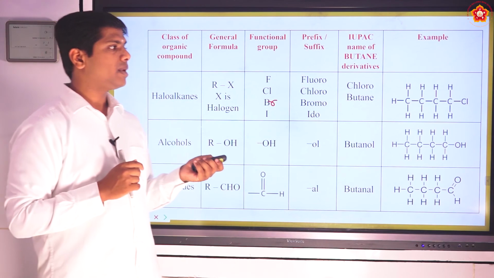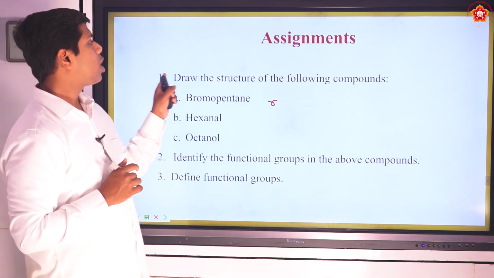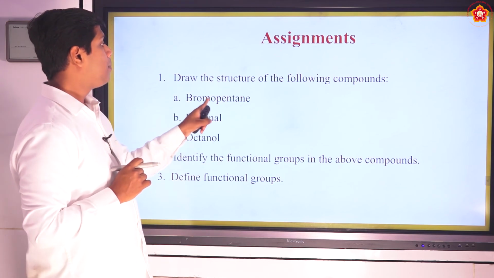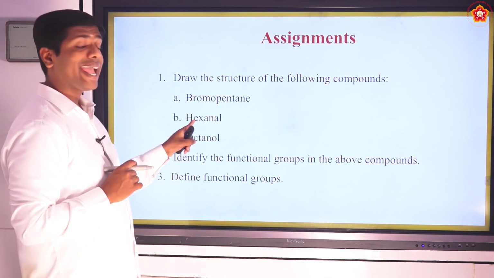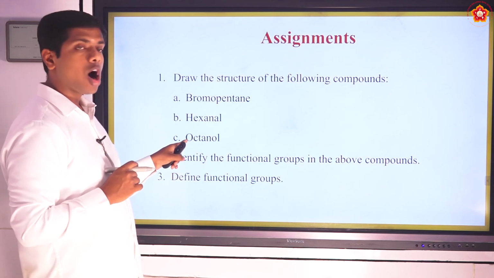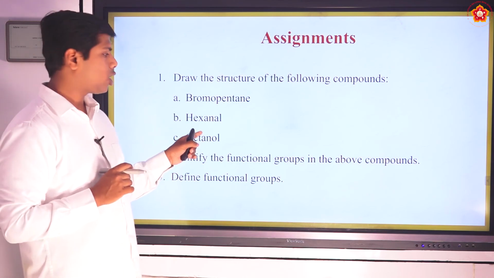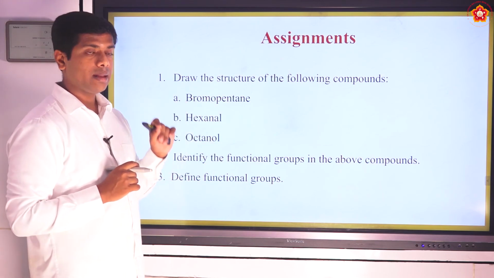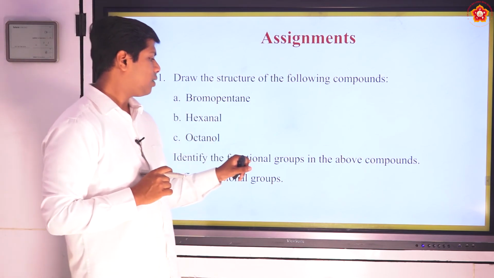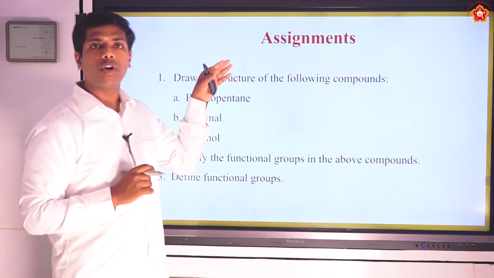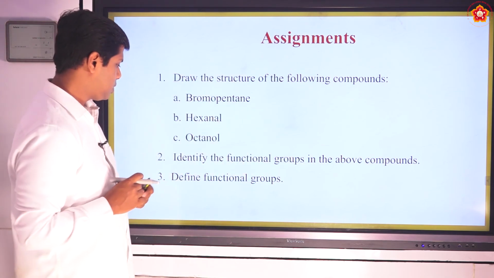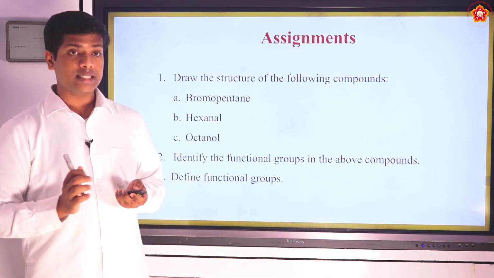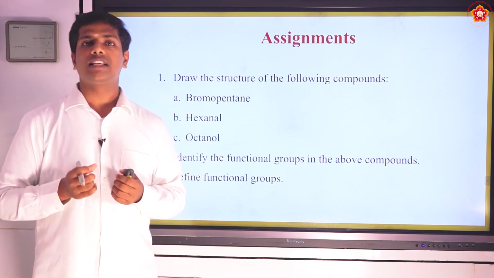For today's class assignments, let us look at them. Draw the structure for the following compounds: bromopentane, hexanal, octanol. That is a haloalkane, an aldehyde and an alcohol. Next, identify the functional groups in the above compounds. Next, define functional groups.